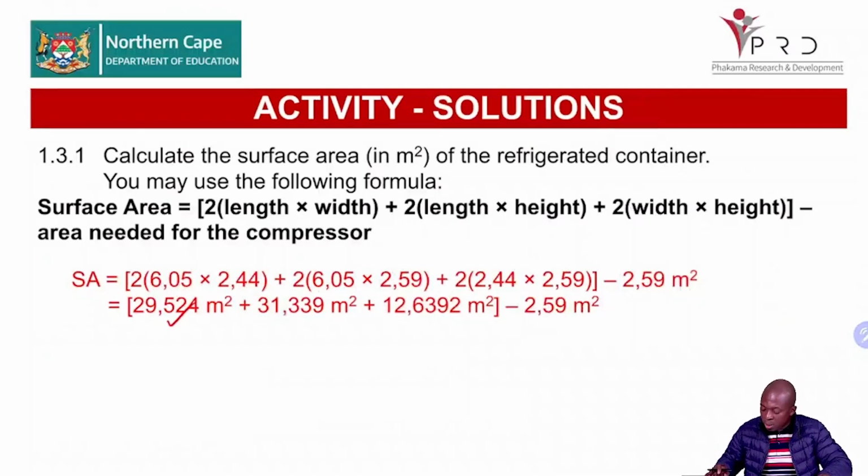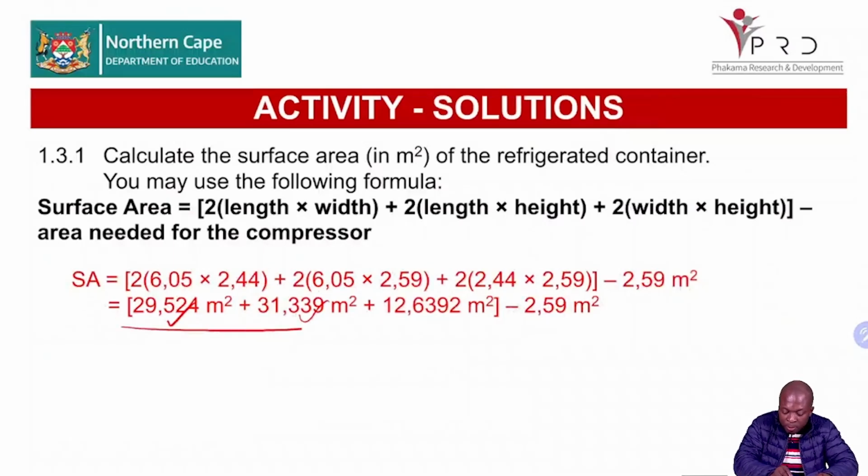Let's go: 2 into bracket 6.05 times 2.59 close bracket equals 31.339. This is also correct. Then 2 into bracket 2.44 times 2.59 close bracket equals 12.6392. Then minus all these values, minus the area of the compressor.